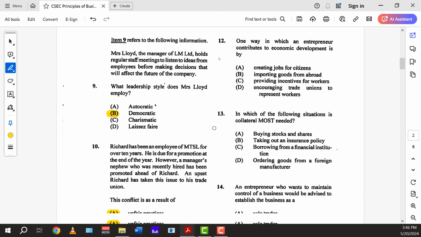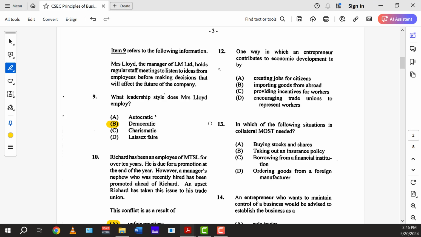Number 12, one way in which an entrepreneur contributes to economic development is by A. creating jobs for citizens, B. importing goods from abroad, C. providing incentives for workers, or D. encouraging trade unions to represent workers. And so for economic contribution, the best answer is A.